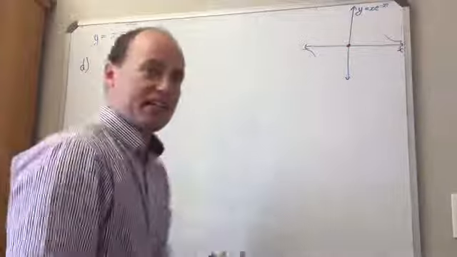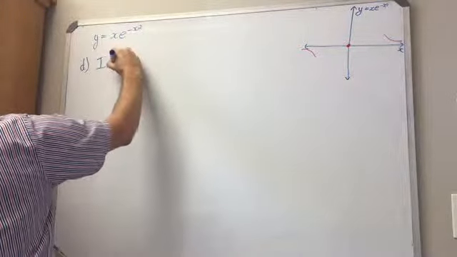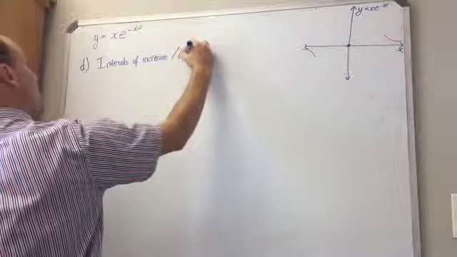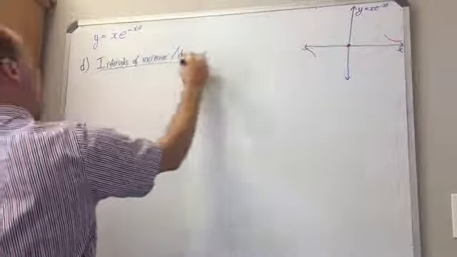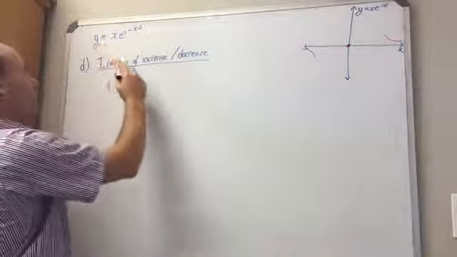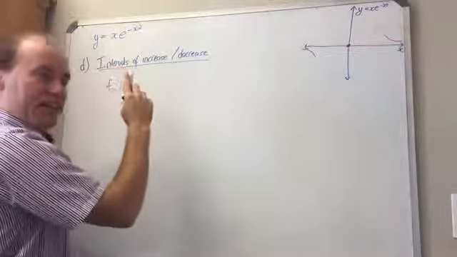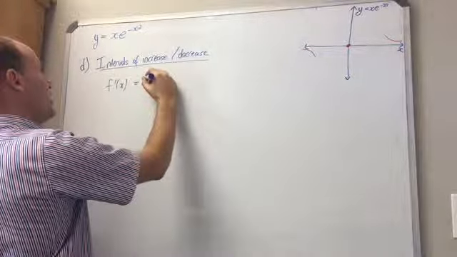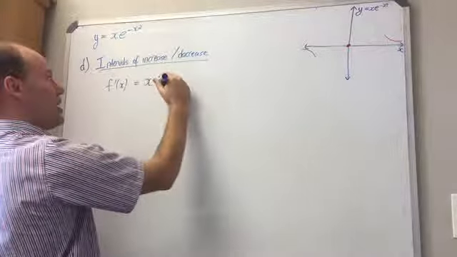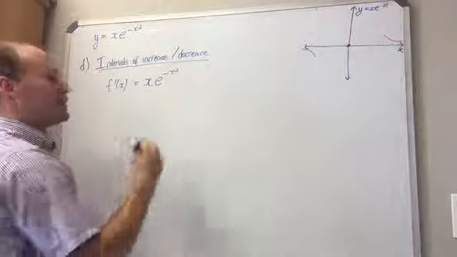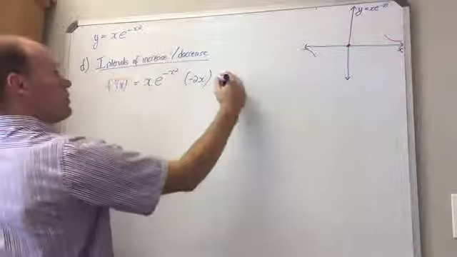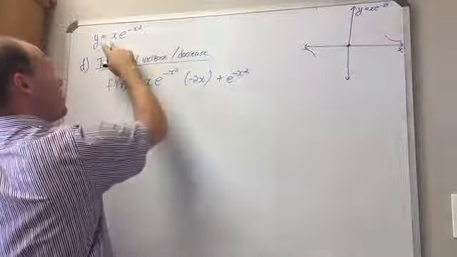Okay, the intervals of increase and decrease. This is the point at which we take the derivative. We need to calculate the derivative of the function so we can work out where it's increasing or decreasing. So it's a product: x times e to the minus x squared. It's the first times the derivative of the second, which is e to the minus x squared times the derivative of the inside, minus 2x, plus the second times the derivative of the first. The derivative of x is just 1.